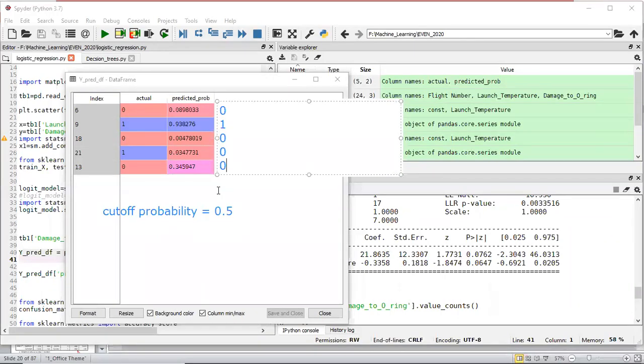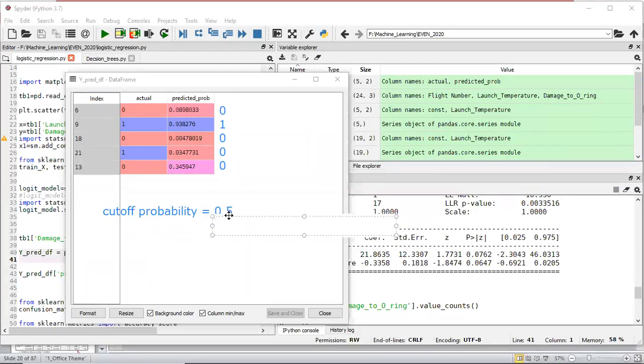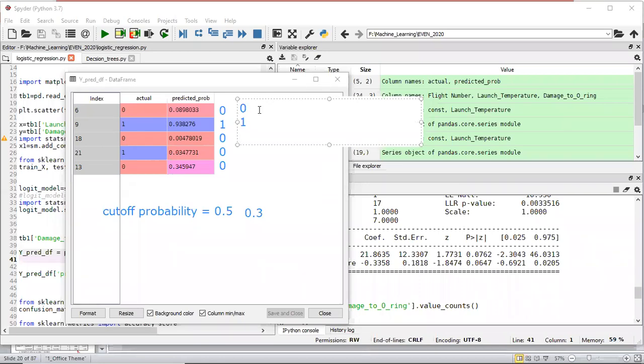Assume that I change my cutoff probability to 0.3 instead of 0.5. Again, what will happen to my output here? This is less than 0.3, so I'll get the output as 0. 0.93 is greater than 0.3, so the output is 1. 0.04 is less than 0.3, so the output is 0. And 0.03 is less than 0.3, so it's 0. And 0.34 is greater than 0.3, so I'll get the output as 1.